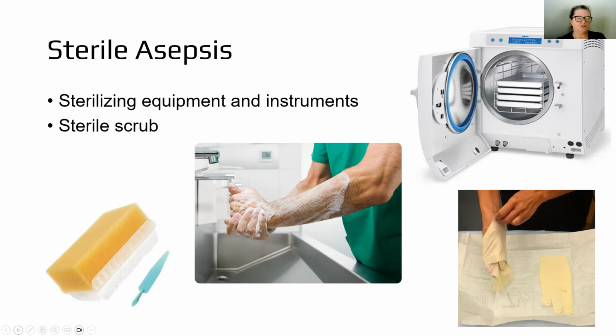You use sterile gloves. You do, as the person in the center there is doing, a sterile scrub. The sterile scrub is like hand washing on steroids, where you wash all the way up to almost your elbows using that little spongy, brushy thing you see in the corner there. And this is done anytime there is a sterile technique required.